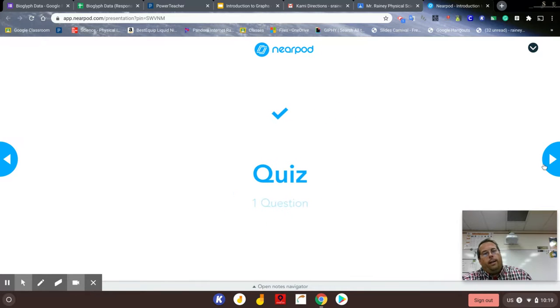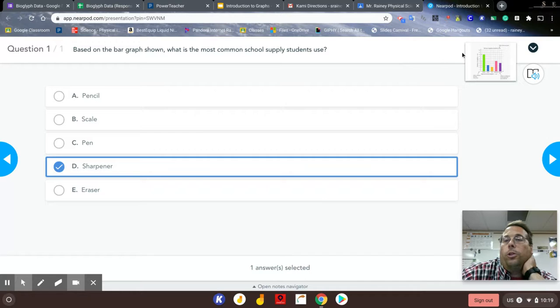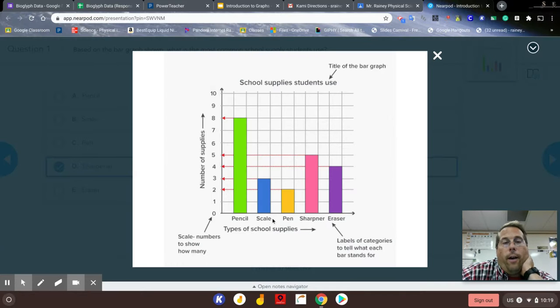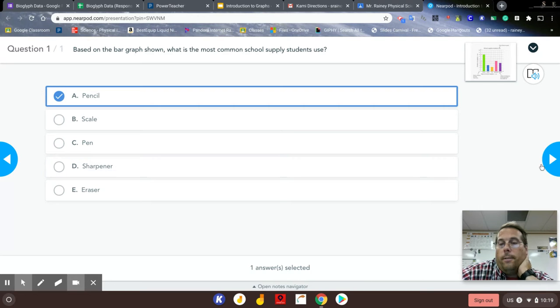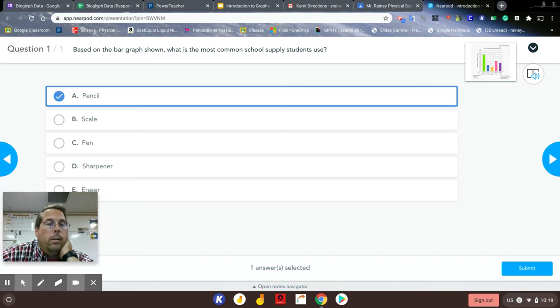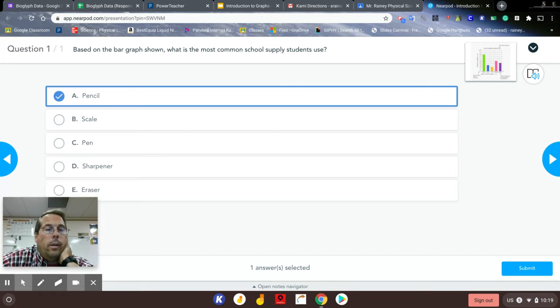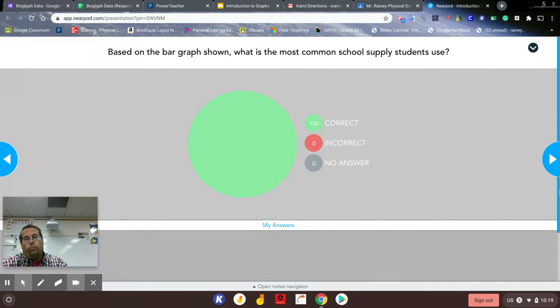Then it asks you a quiz. Based on the bar graph, what is the most common school supply students use? So I click on the graph and I see that the tallest bar is pencil. So the most students use pencil. So I would go ahead and choose pencil as my response, and I would make sure I submit. And it'll tell me if I got it right or not. Yay, I got it right.